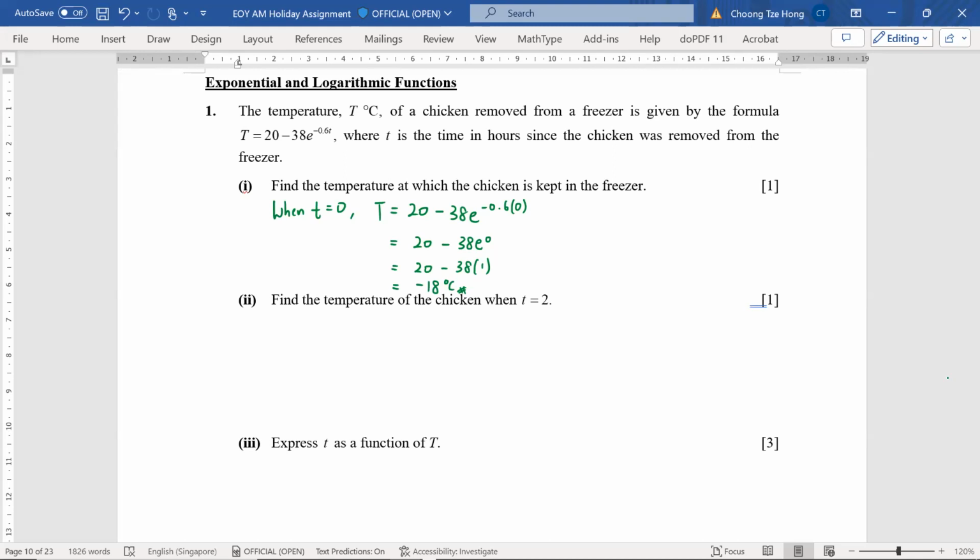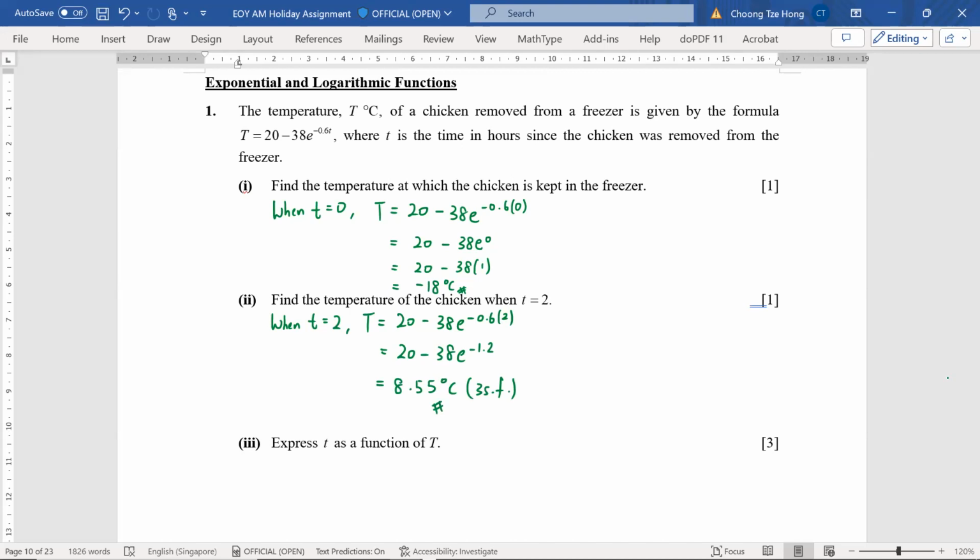Then for part 2, find the temperature of the chicken when t is equal to 2. This is very similar to part 1, just that now we substitute small t with 2. So 20 minus 38 e to the power of negative 0.6 times 2. You can compute this inside your calculator and round off your answer to 3 significant figures, and you should get 8.55 degrees Celsius. This is the answer for part 2.